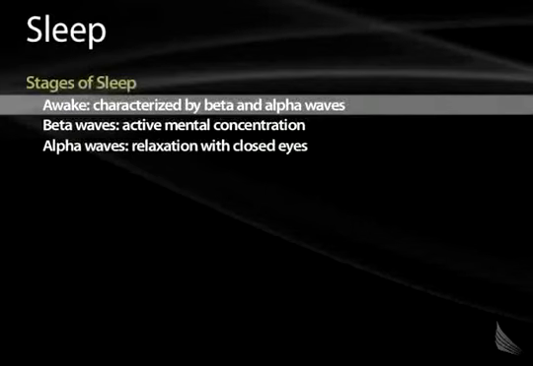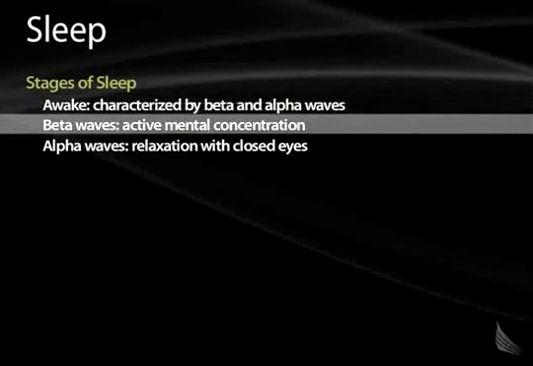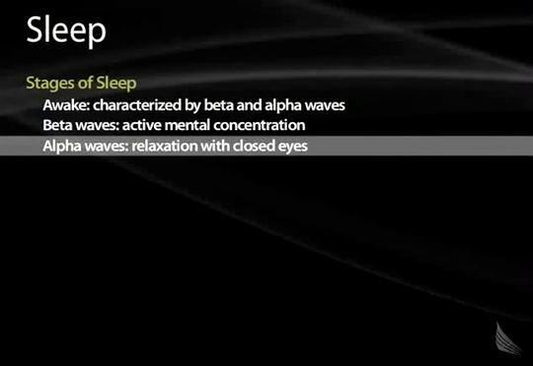So when you're awake, there are two different types of waves that are found on the EEG. You have your beta waves, which show active mental concentration, and then you have your alpha waves that show relaxation with your eyes closed. And they can ask you this question on your USMLE. They might give you a vignette of a person that's just relaxing in a chair and ask you what the predominant sleep wave will be.